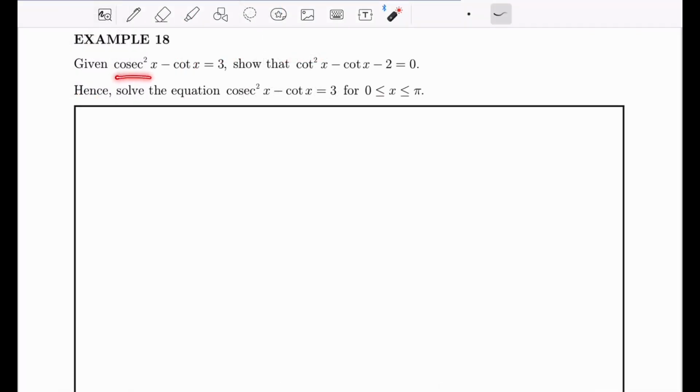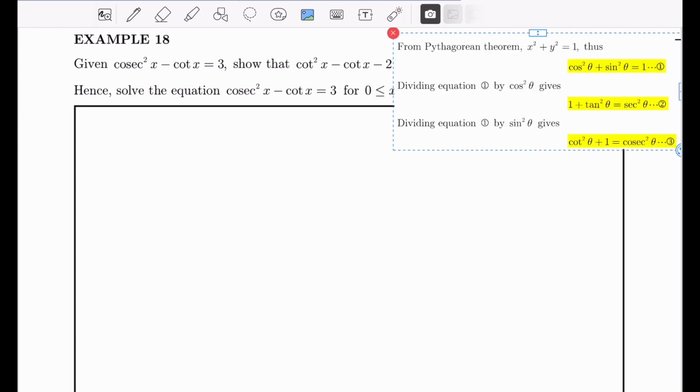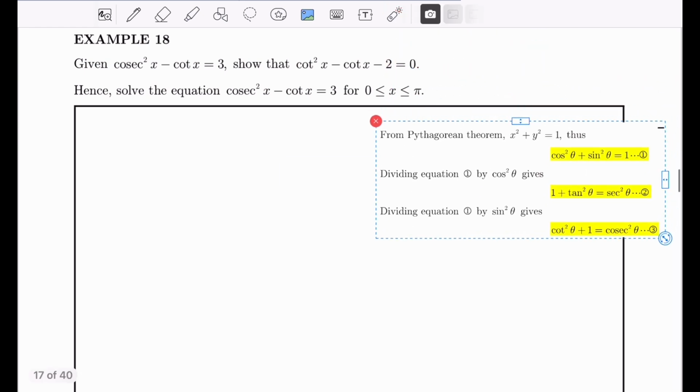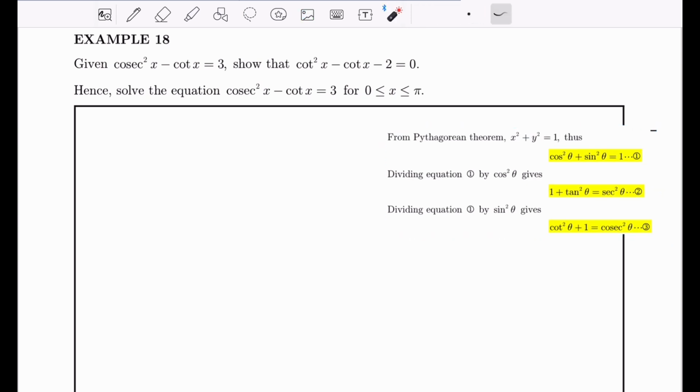Example 18, given cosec squared x minus cot x equals 3, we have to show that the equation can be cot squared x minus cot x minus 2 equals 0. So for a proving question, first of all, we have to refer to the basic identity, which is cot squared theta plus 1 equals cosec squared theta. From this basic identity, we can derive another two identities. Since we want our equation to be in terms of cot, we're going to replace cosec squared x with cot squared x plus 1.